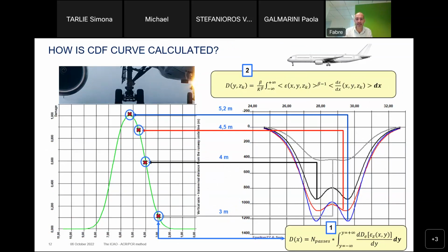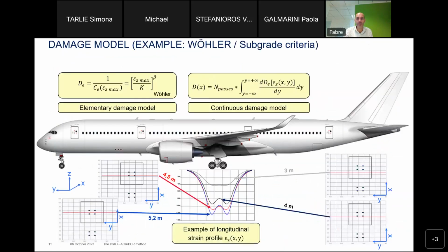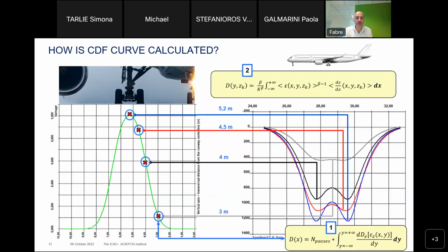So you can see on the right, when you have all longitudinal profiles, so along the y-axis, you can compute every point for each longitudinal profile, which will be used to build the CDF curve. And then when you integrate with the continuous form along the y axis for each longitudinal profile, you compute the damage produced by one aircraft. Okay, so this is a CDF for n passes of one aircraft for a traffic mix.